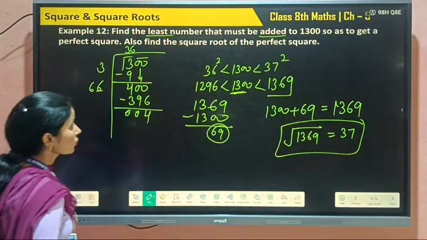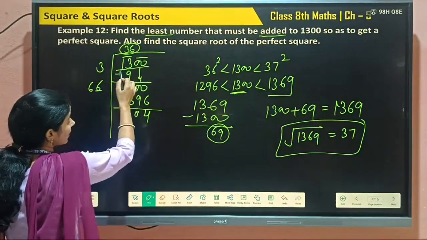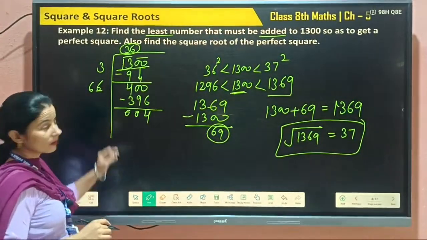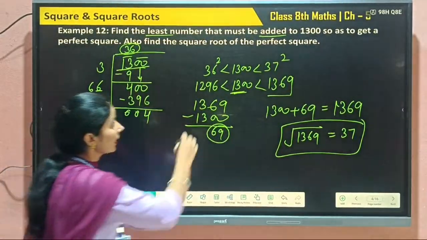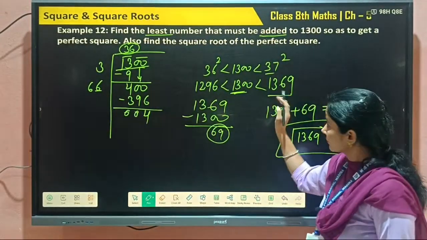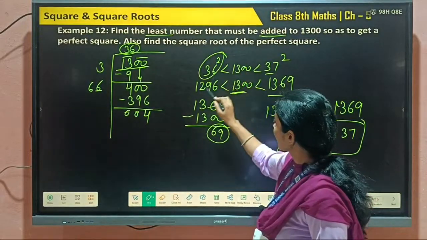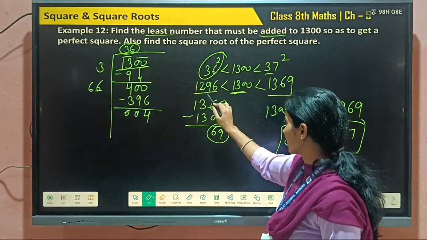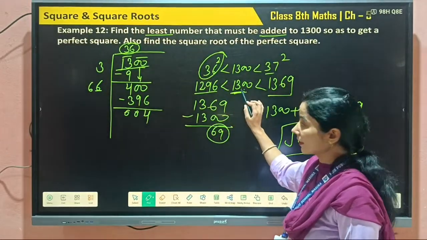Let us see again this question. We got an idea that this 1300 is more than 36 square, and its square root is less than 37 square. Let us see. 36 square is 1296. It is smaller than 1300, and we have to add in this number.